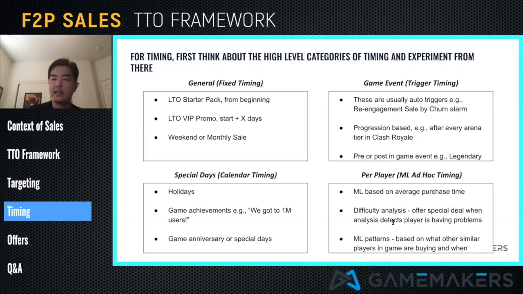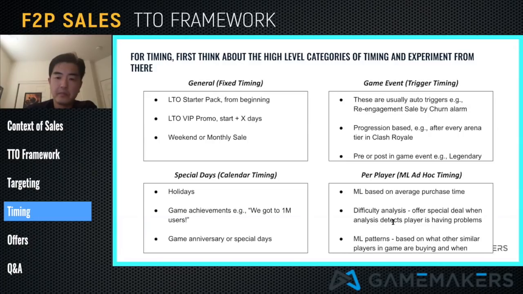And finally, there's the type of timing that seems to be the most effective, which is running your machine learning based algorithms. As I mentioned early on, you can have machine learning try to determine the best time based upon the average purchase time of other players in their segment. It could be based on difficulty analysis, or you could just feed your machine learning algorithm 50 signals, 100 signals, and have it figure out when's the best time to offer a specific player an offer or sale of some kind.